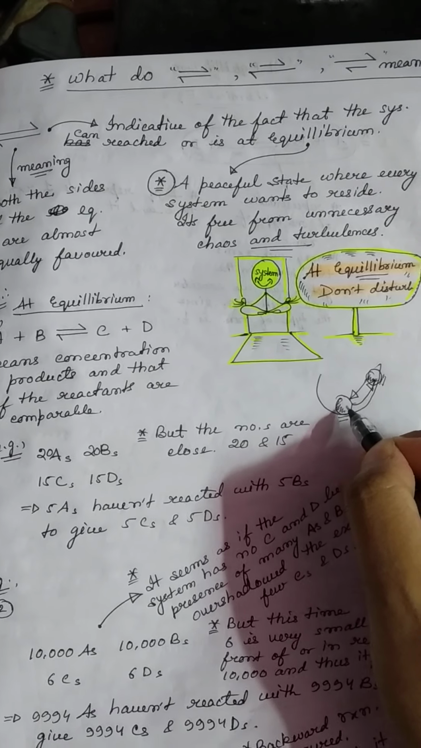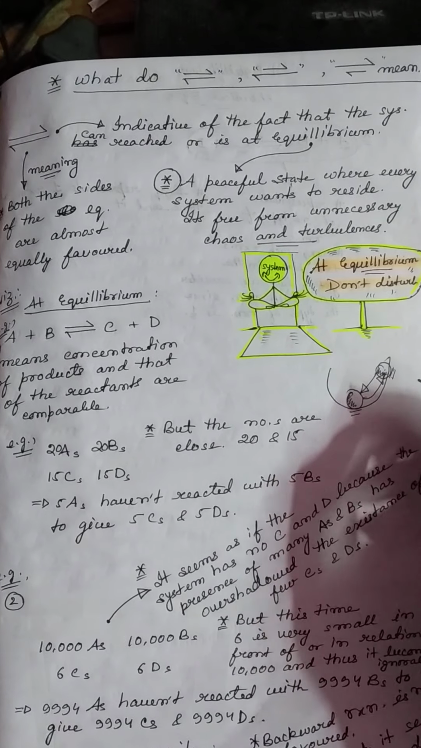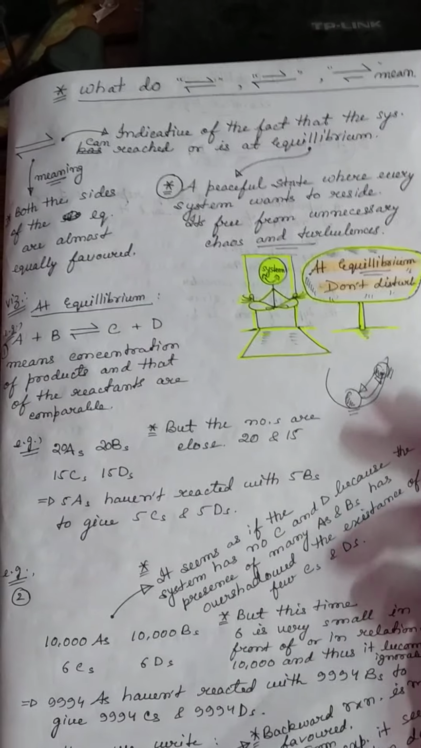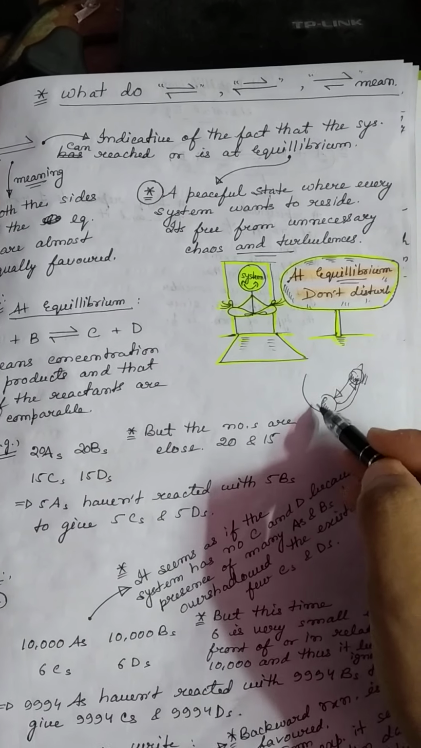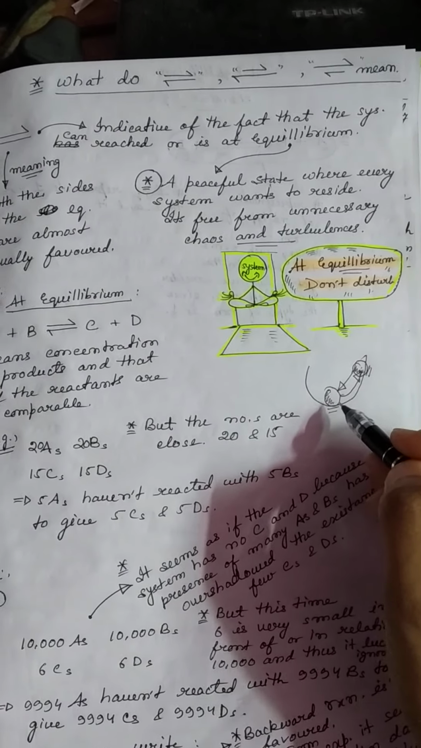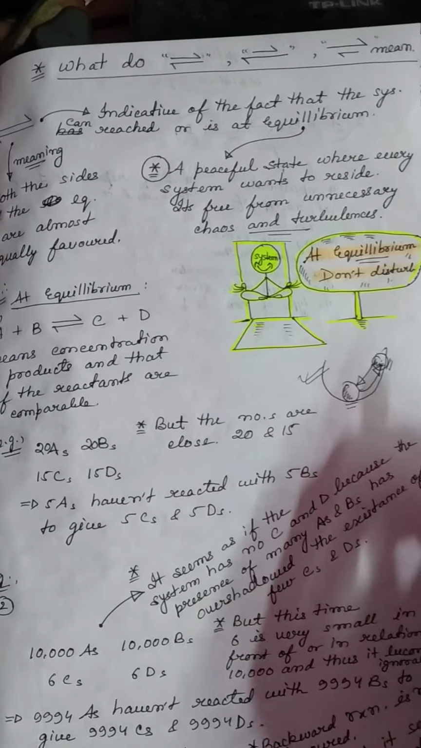So as soon as we let the ball free, it will automatically come down here of its own accord, because it loves to stay in this position. This is the concept of equilibrium. I hope you people have understood.